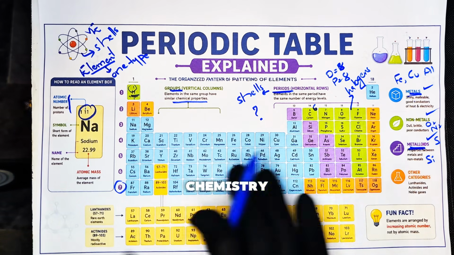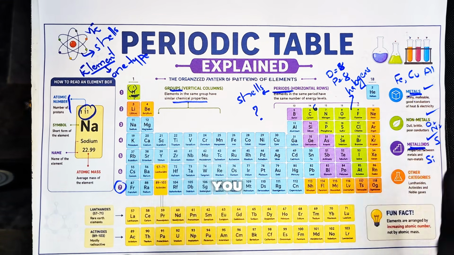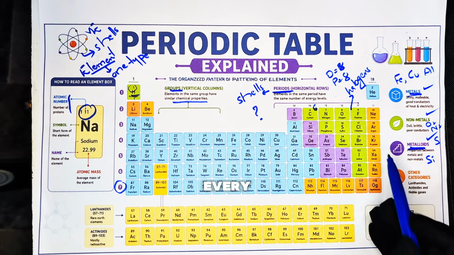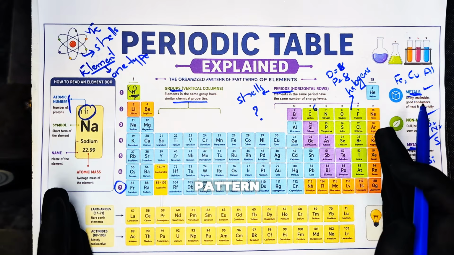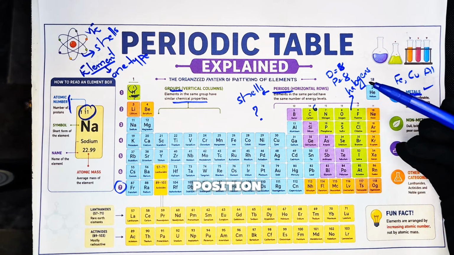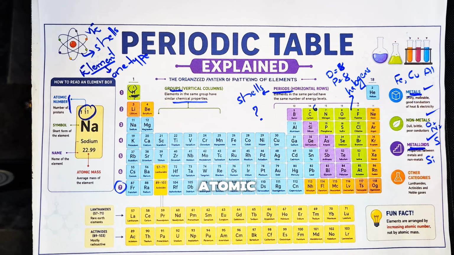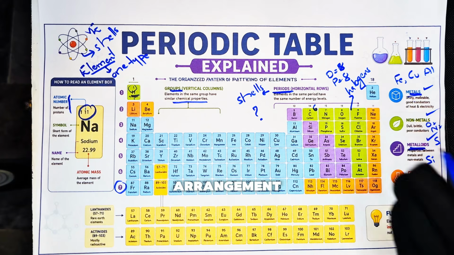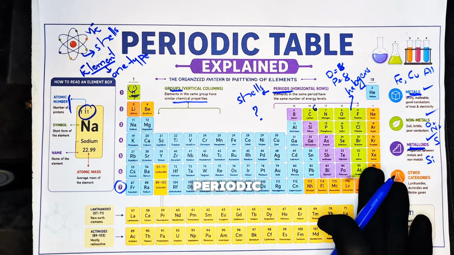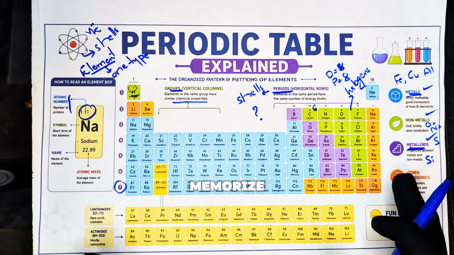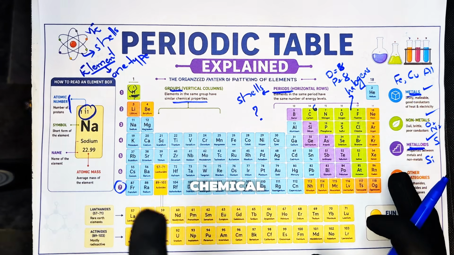Now imagine chemistry without the periodic table. You would have to memorize the properties of every element separately. But the periodic table gives us a pattern. From an element's position, we can learn things about it: its atomic number, electron arrangement, group, period, and general chemical behavior. So the periodic table isn't just a chart to memorize, it is a tool for predicting chemical behavior.